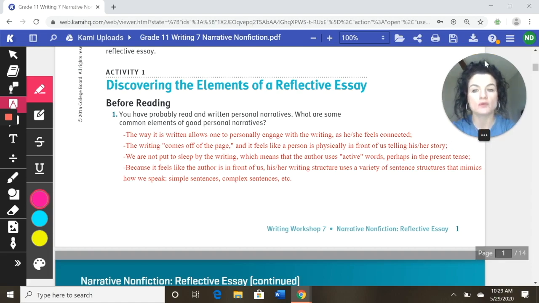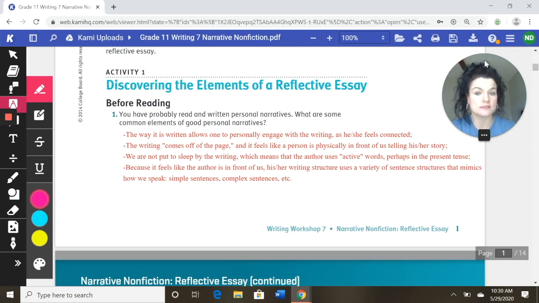It says, before reading, you've probably read and written personal narratives. What are some common elements of good personal narratives? So what I put here in red is my answer that I came up with. If I'm thinking about a personal narrative, I'm thinking the way it's written allows me to personally engage with the writing as I feel connected as a reader. The writing seems to come off of the page, and it feels like a person is physically in front of me telling the story. So I think those are good things of good storytelling.